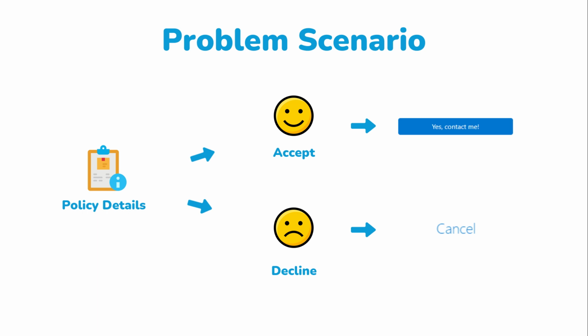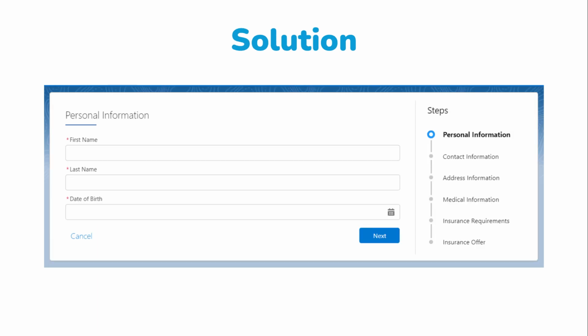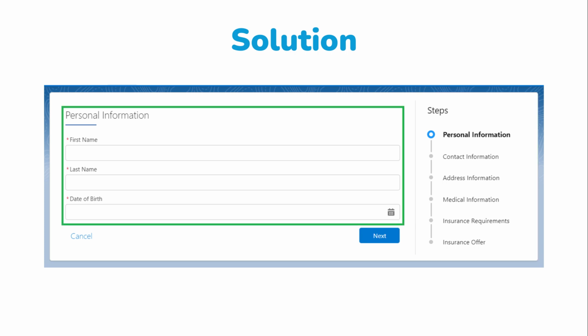Now, let's try to understand how the final solution will look and what will happen in the background. This is how the UI of the application will look. On the right side, we will show the steps section. This section will tell the user about the steps that the user will have to go through to complete the application. On the left side, we will show the section specific to the current step of the application.